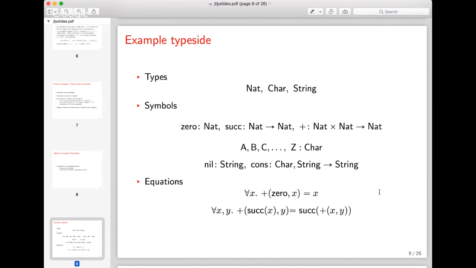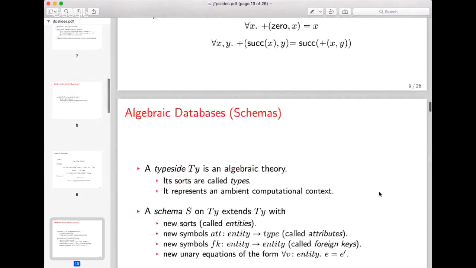So these equations are actually a very particular form. They're a program. They're an orthogonal term rewriting system, but in any case, they are just equations that say what the intended meaning of plus is. All right, so now what happens?